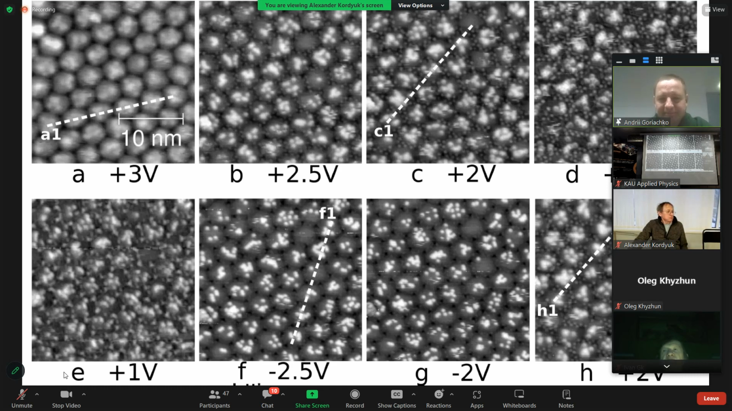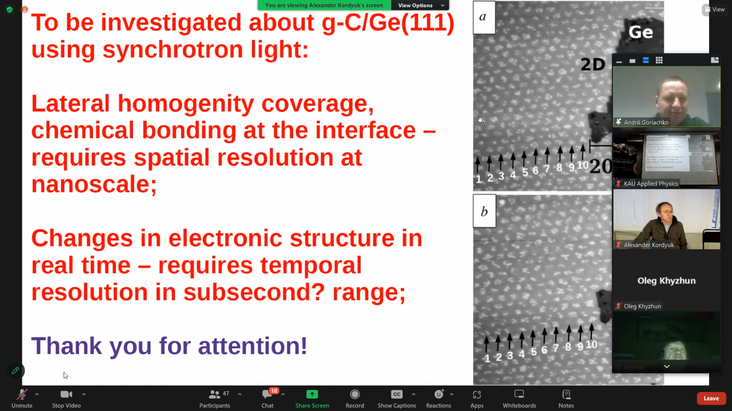Next, please. And so by this, I actually want to conclude by saying that this system, graphene on germanium, is a very interesting system with a lot of prospective applications, but it was not investigated using synchrotron light.